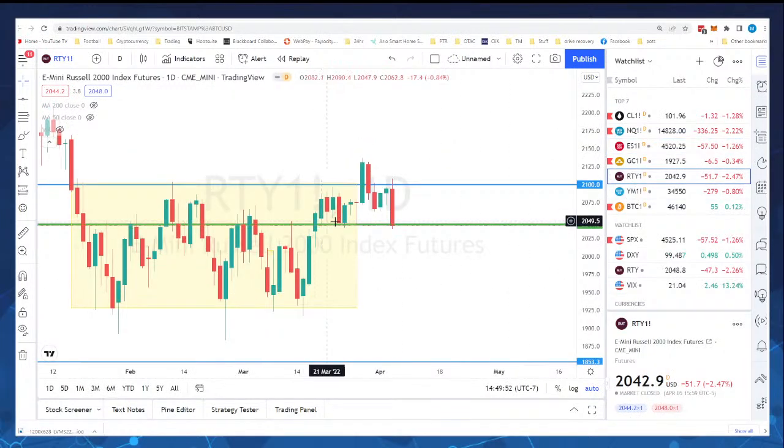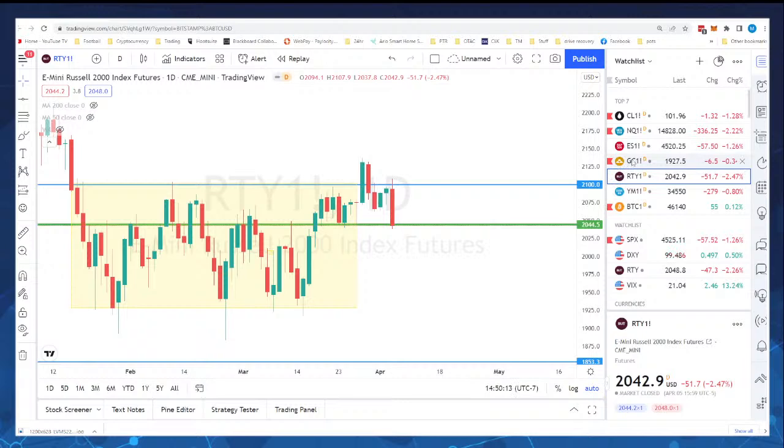Russell came right back down to this green line. Remember, we'd drawn this line at 2045, which is kind of the bounce point here going back to March 23rd and 24th. We screamed down to that today. If we get a close below it, I think you might see us challenge these lows back here at 1935. So we'll have to wait and see how it all pans out, because there's obviously a lot of volatility out there.